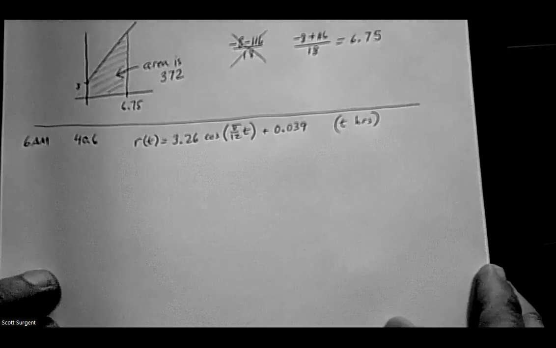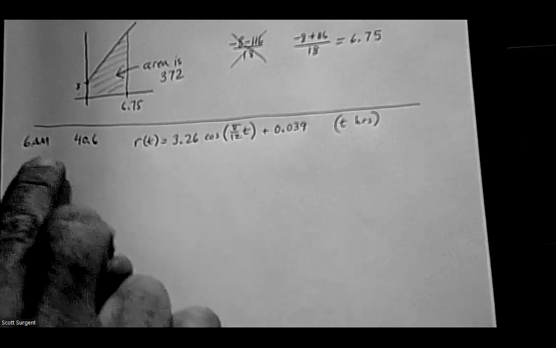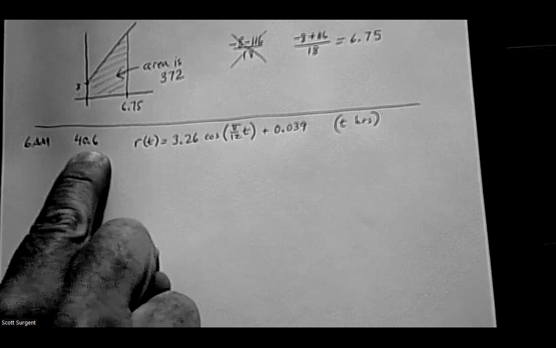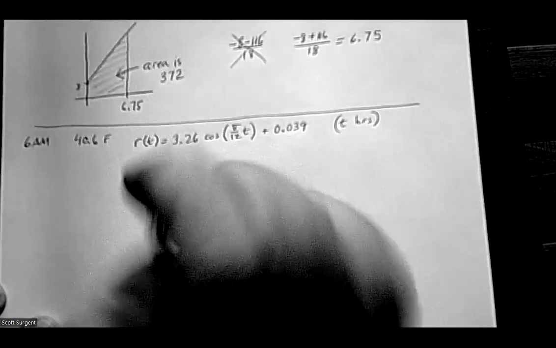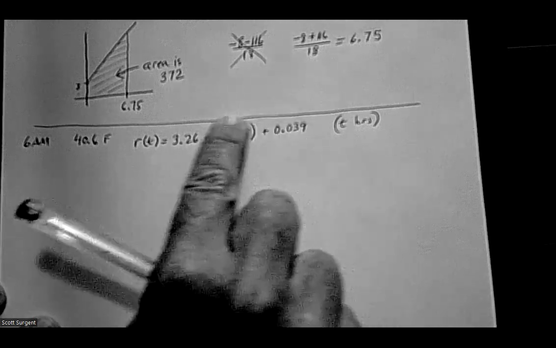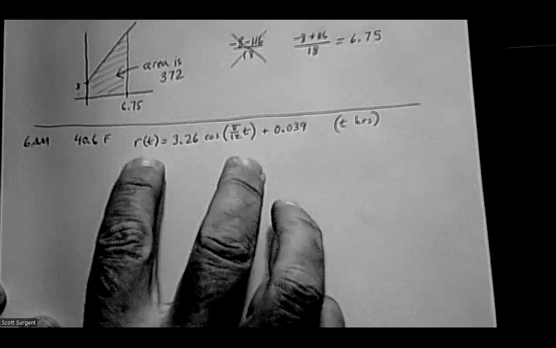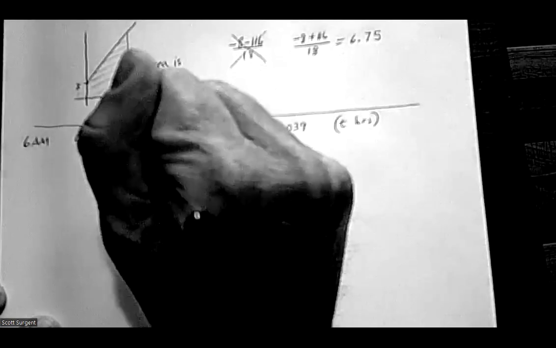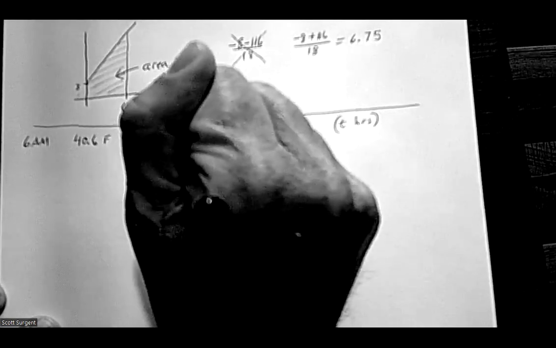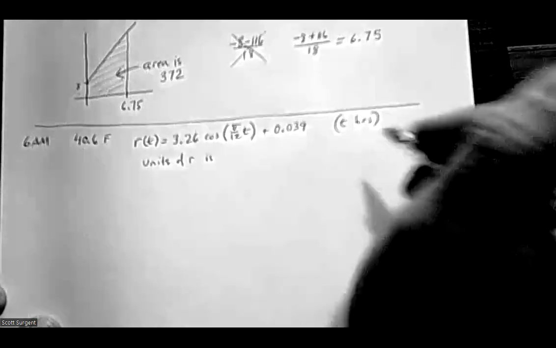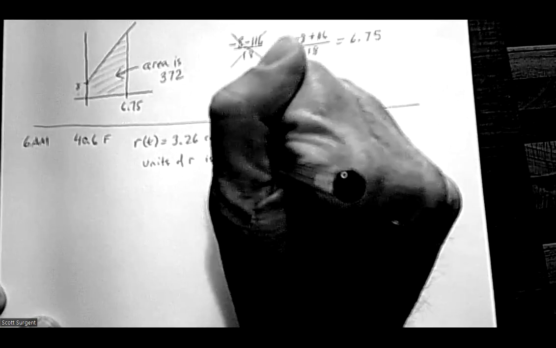So this is the initial temperature at 6 a.m., which is 40.6 degrees Fahrenheit, I assume. And it's changing at this rate. So this is actually a rate function. So the units of R are degrees per hour.